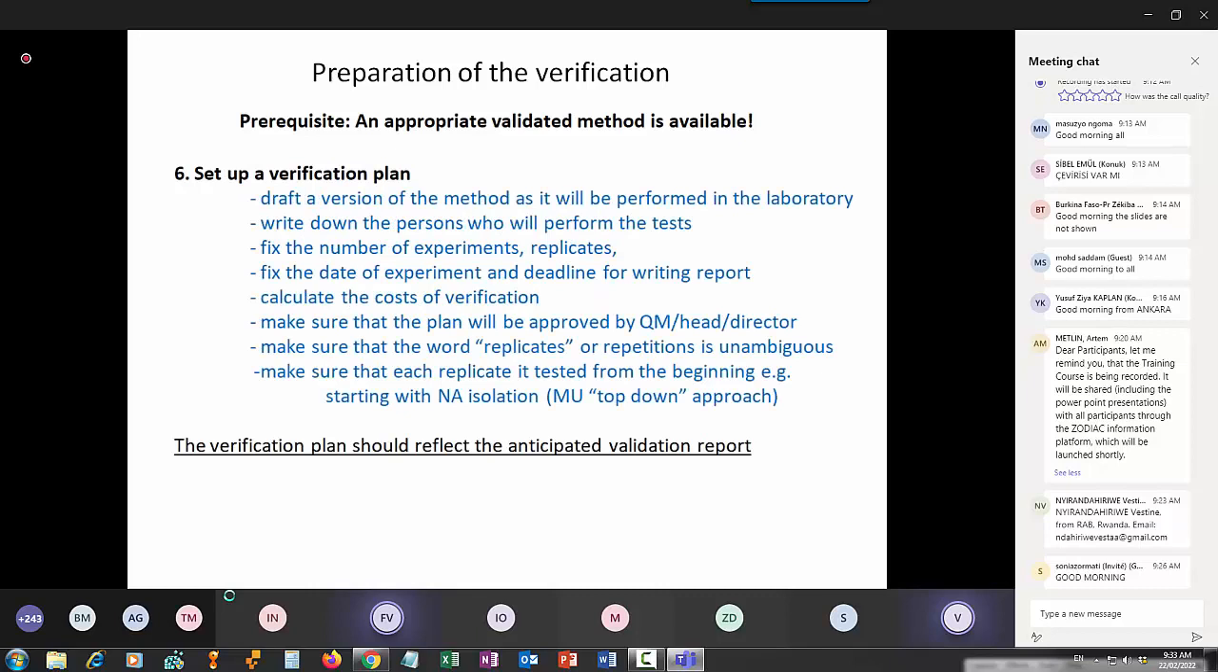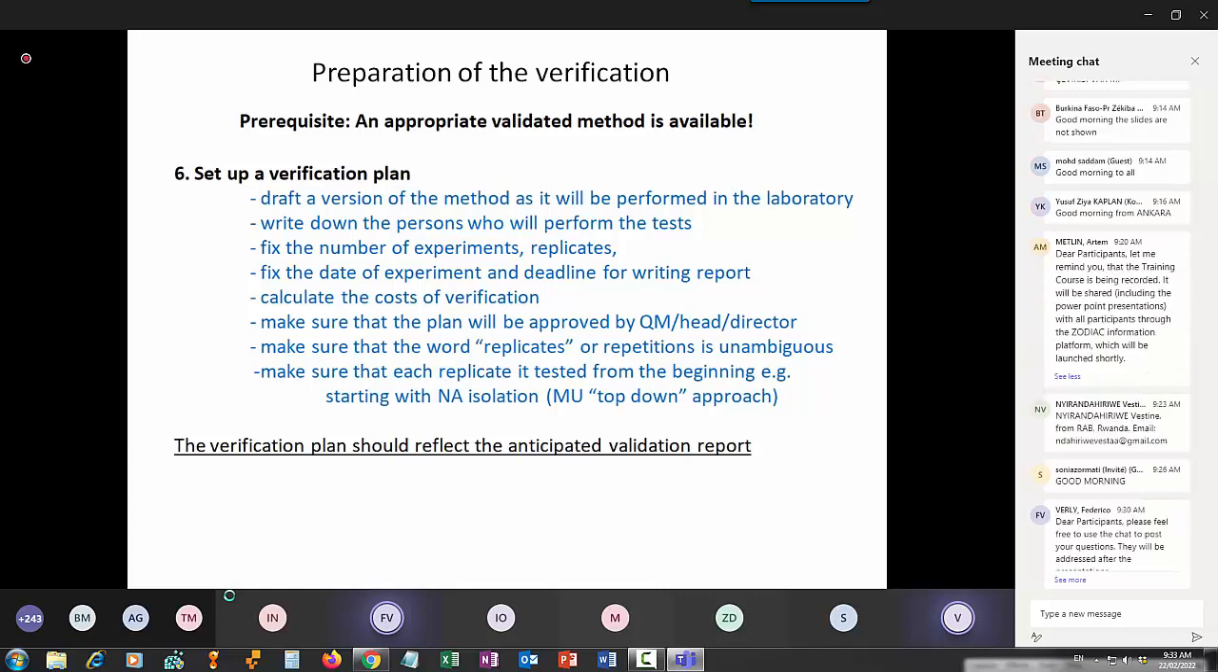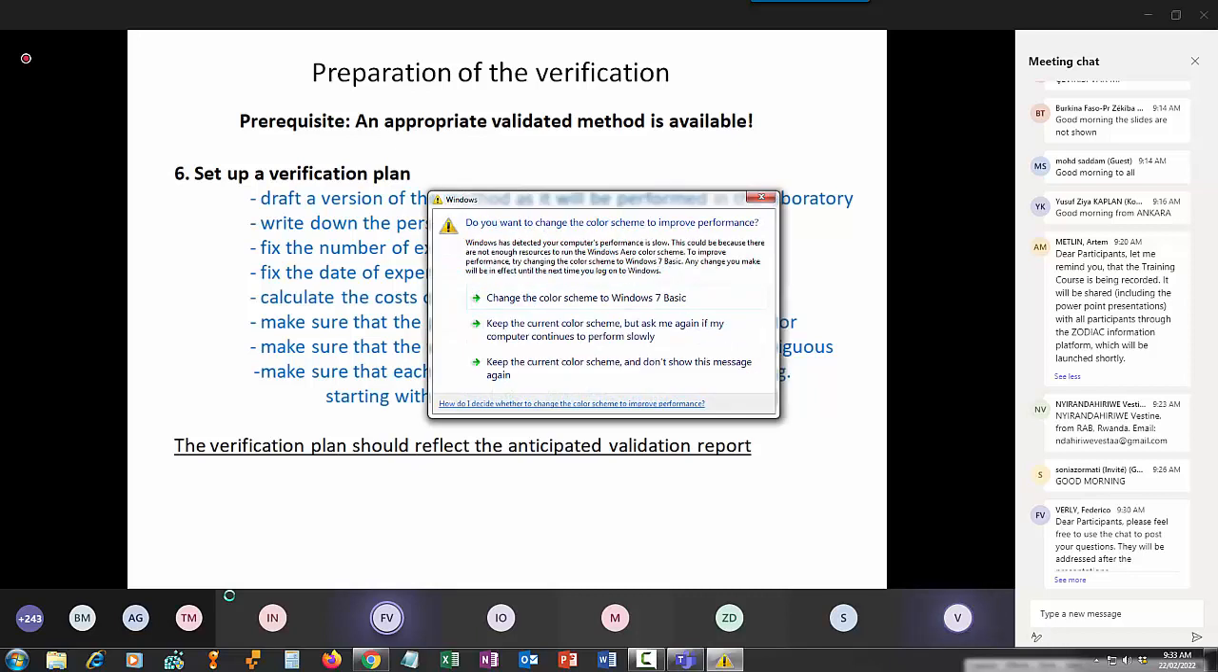And then this is in bold. This is set up a verification plan. This is the most important. You have to write a good verification plan. Draft a version of the method as it will be performed in your laboratory in the future. Write down the persons who will perform the validation test. Also fix the number of experiments.